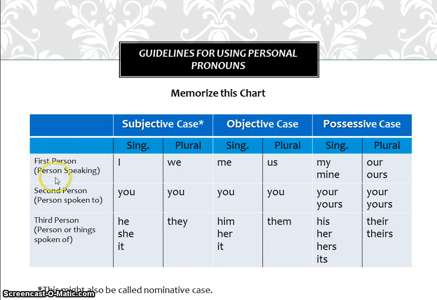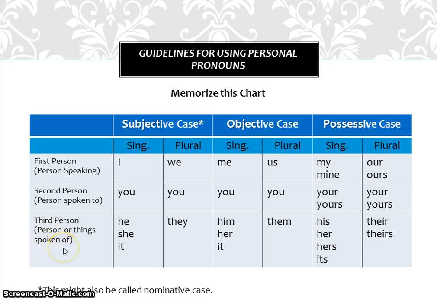Okay, this is also broken down by the person. If it's the first person or the person speaking, I would say I, or we, or me, or us, my, or our. If I were in the second person or the person being spoken to, I would say you most of the time. How about if I'm saying possessive, your or yours? And notice that these are the same words used singularly or plurally.